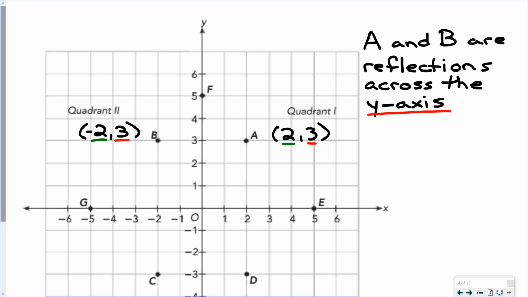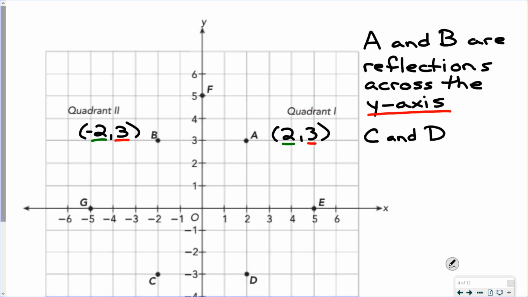So if we look at some other reflections, let's see if that stays the same. Well, C and D are also reflections across the y-axis. C's ordered pair is negative 2, negative 3, as shown before. D's ordered pair is 2, negative 3. So both C and D have a y-coordinate of negative 3, which means it does not change. But their x-coordinates are 2 and negative 2, which are opposites. So what we can establish here is that when you're reflected across the y-axis, your y-coordinate does not change, and your x-coordinates would be opposites.